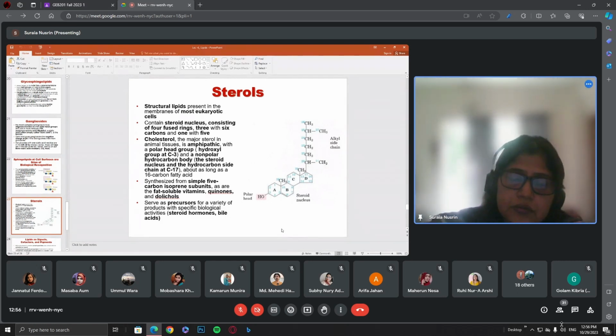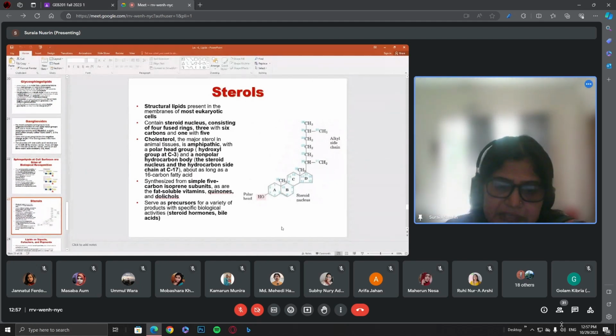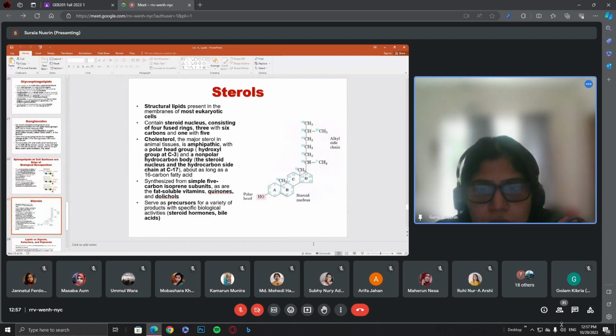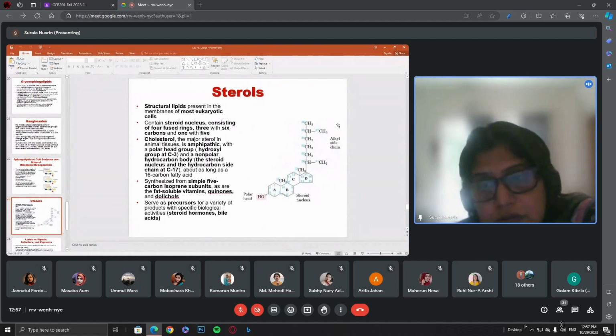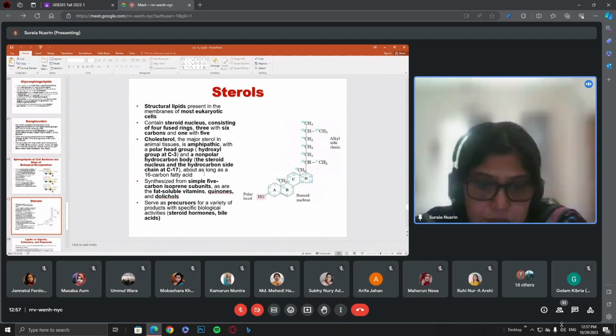So that we will learn during the synthesis of the lipid. Okay, so here we just need to remember sterols are synthesized from 5 carbon molecule isoprene. Not only sterols, other important molecules are also synthesized from isoprene, and those are fat soluble vitamins, quinones, dolichols. Okay, now what are the functions of sterols, or here in case of vertebrate, especially human, we can say cholesterol.